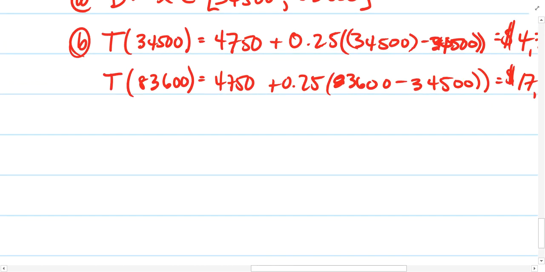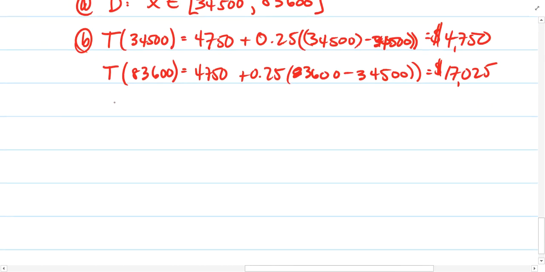So with those two calculations, we can now say that the range is going to be all y elements that are between the numbers 4750 and 17,025.